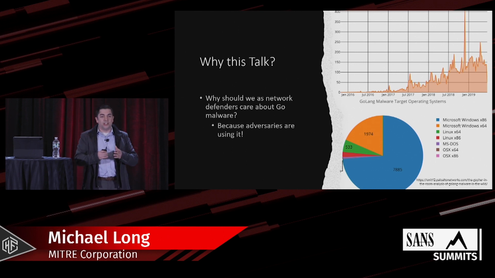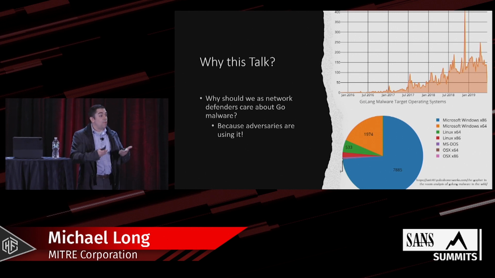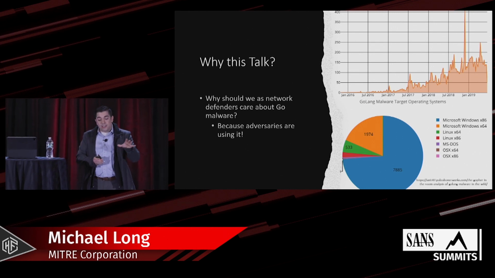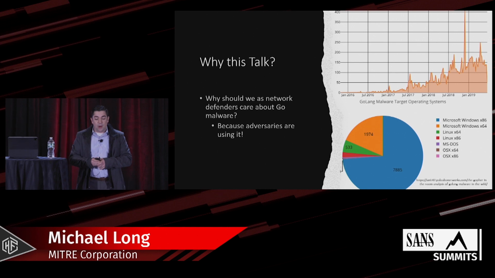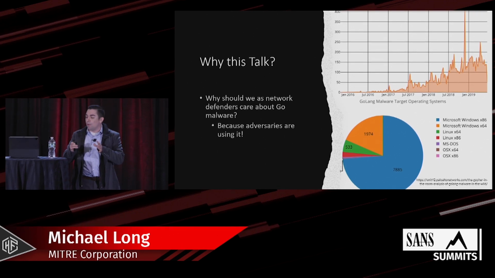Now let's start shifting gears and talking about why we should care about Go as cybersecurity practitioners. The short answer is simply because adversaries are using it in the wild, and in many cases, they're using it to circumvent modern security controls. On this slide, you can see a couple of data points. These were produced by Unit 42. They have an excellent blog article called "The Gopher in the Room," and it's a really great article to quickly get up to speed with the state of Go malware in the wild.